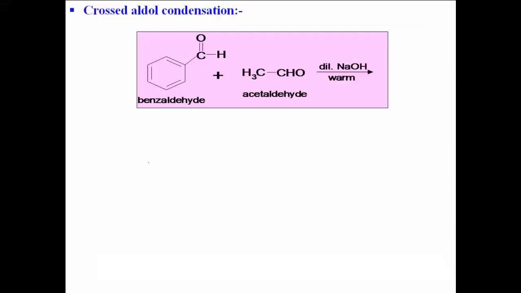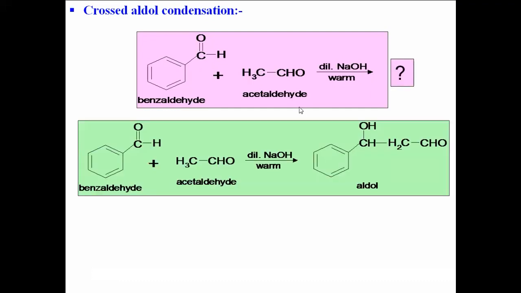Again, one more example. I will take one more example here. Suppose there is benzaldehyde. Suppose benzaldehyde is heated with acetaldehyde in presence of dilute NaOH. Now here also there are different possibilities. What will be the first possibility? One molecule of benzaldehyde combined with a second molecule of acetaldehyde.